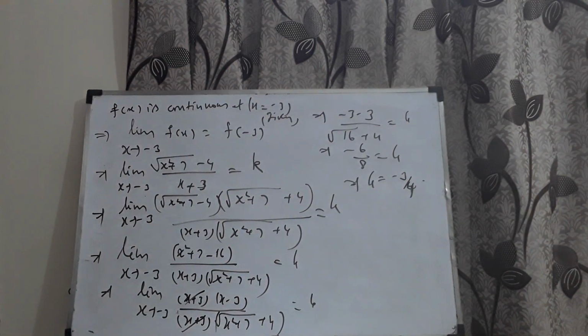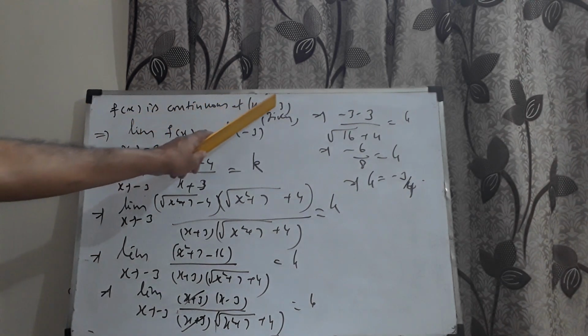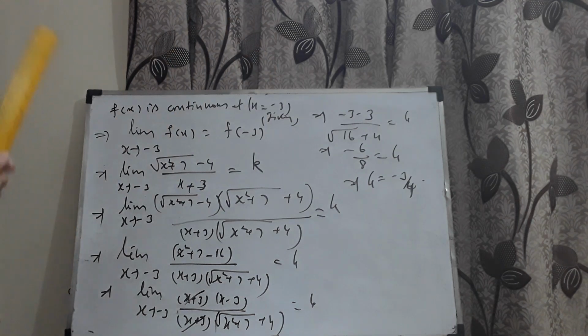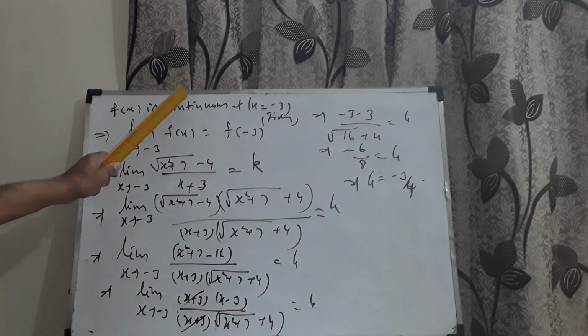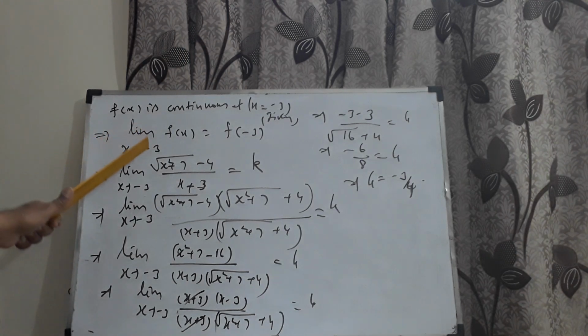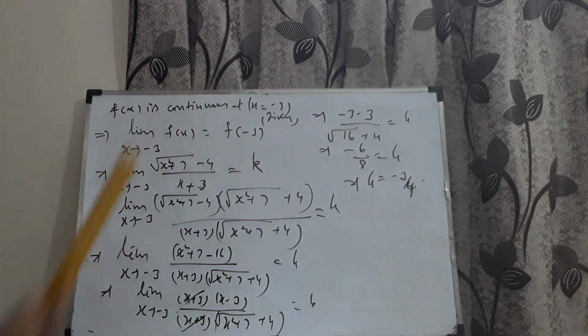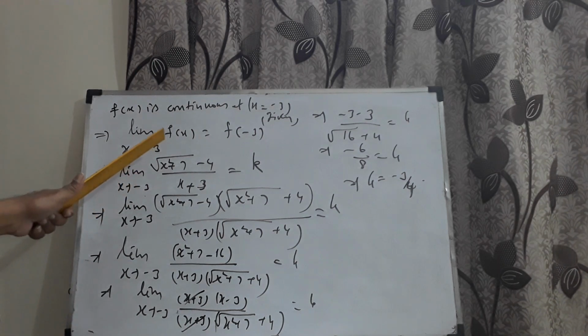I repeat, you are given a function to be continuous at the point x equal to minus 3. What is the value of the unknown quantity k? f of x is continuous at x equal to minus 3, given. The condition for continuity tells you the limiting value is equal to the function value. Now for limit x tends to minus 3, f of x will be f of minus 3. Whenever x tends to minus 3, it means x is not equal to minus 3.